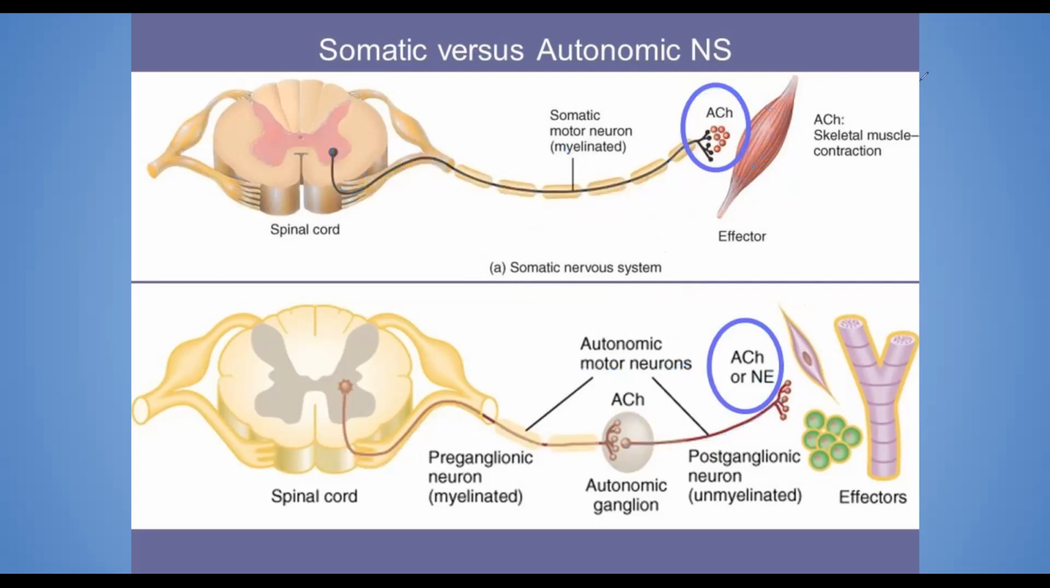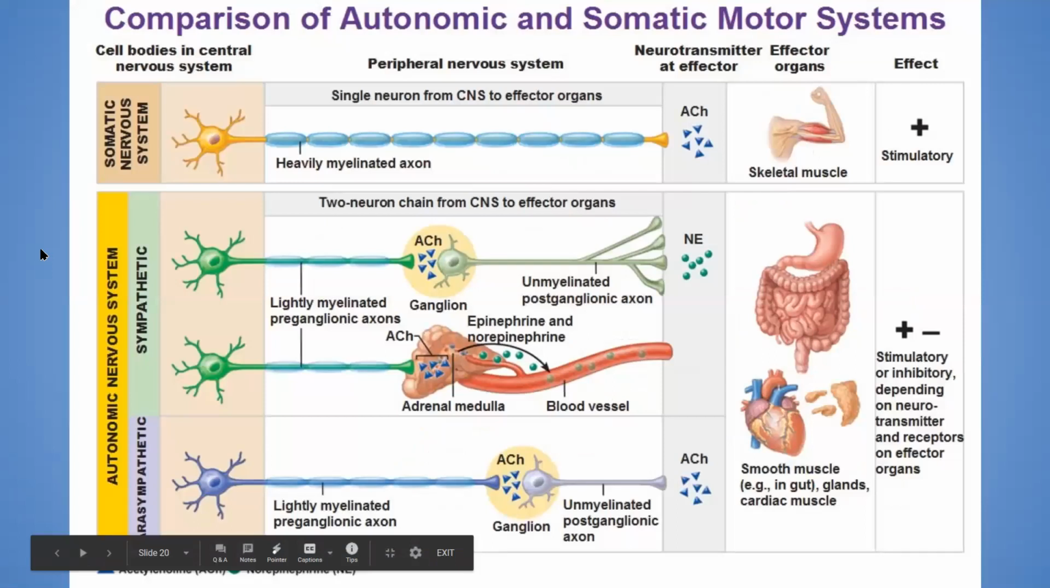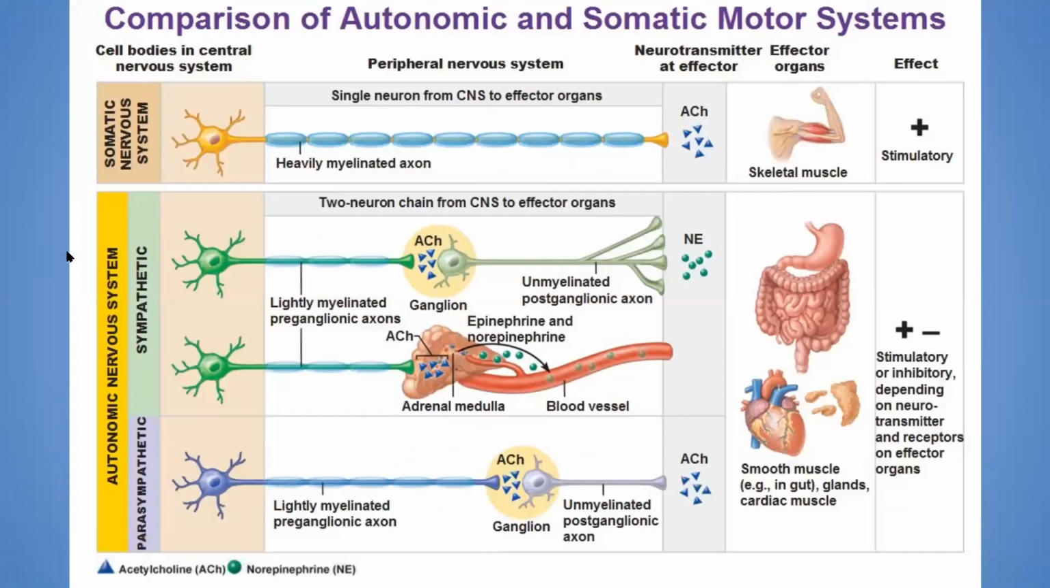So really, the autonomic nervous system is going to affect a greater number of cells, whereas the somatic nervous system is really just going to affect our muscle cells and our sensory cells coming in. Okay. Now, this basically says the exact same thing, but we can see there's a little bit more detail in this slide.